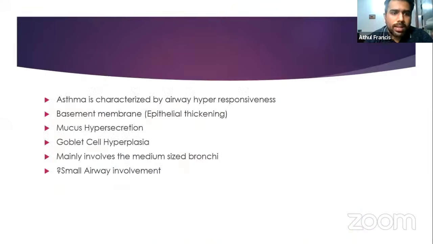So as I told, asthma is characterized by airway hyperresponsiveness. There is a basement membrane or epithelial thickening, mucus hypersecretion, goblet cell hyperplasia, and it mainly involves medium-sized bronchi. So the word in itself is bronchial asthma. But nowadays there are studies which show that asthma has small airway involvement as well. So that is something which is always controversial. We always say it's medium-sized bronchi, but there are a lot of cases in clinical practice which are small airway involvement or a mixed pattern.